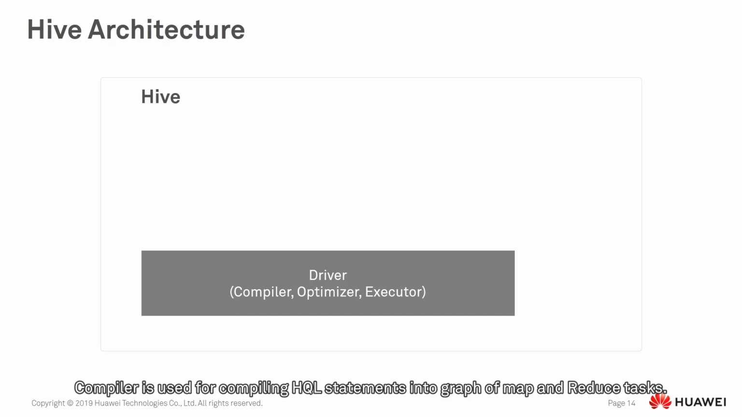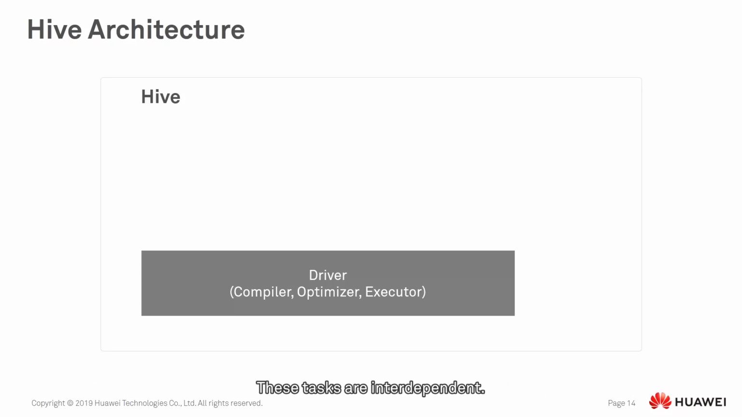By default, the compiler is used for compiling HQL statements into a graph of map and reduce tasks. These tasks are interdependent. As for the optimizer, there are logical optimizers and physical optimizers to optimize HQL execution plans and MapReduce tasks respectively. And the executor is used for executing map and reduce tasks based on task dependencies. So the driver is the most important part of Hive, the core of Hive.